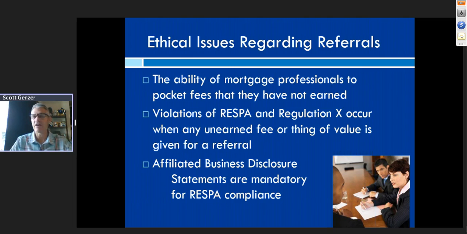Is it a thing of value? A $10 Starbucks gift card is a thing of value, all right? It's no big deal, but it is driving 76 in a 75. You're breaking the law, all right? That's the rule that you need to live by.